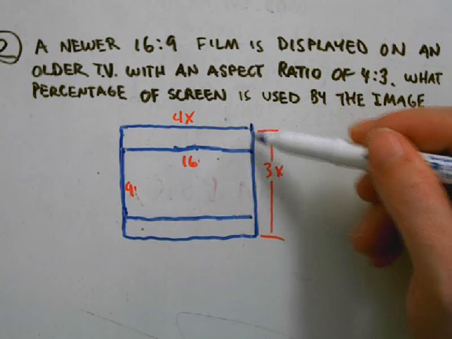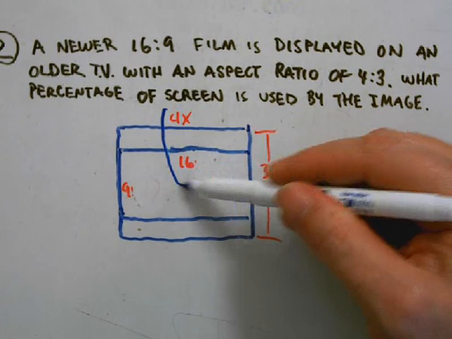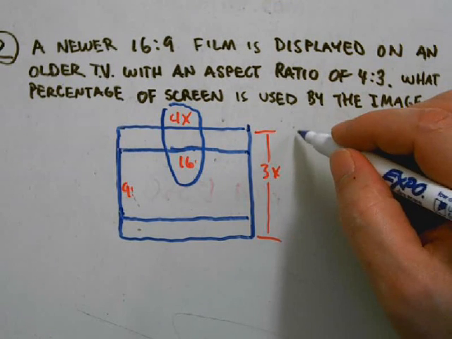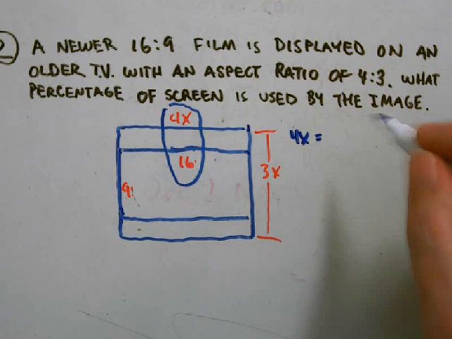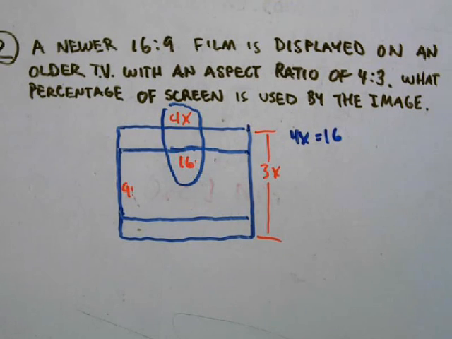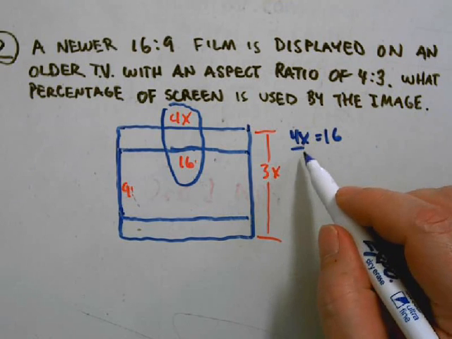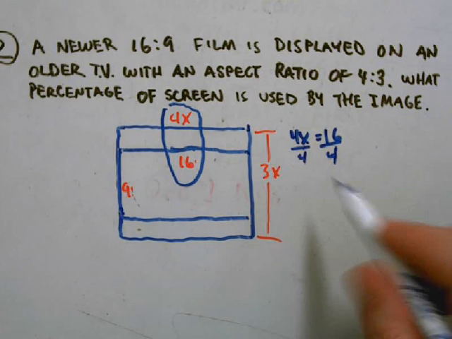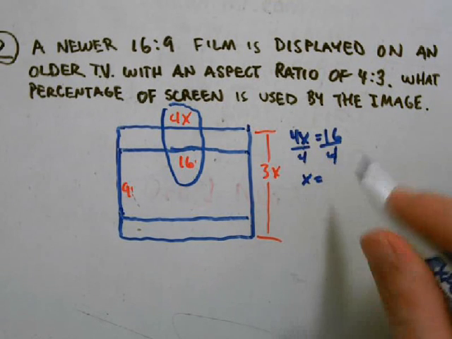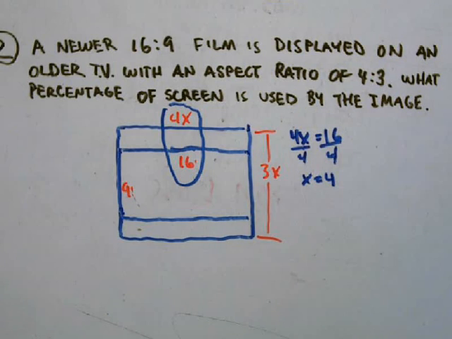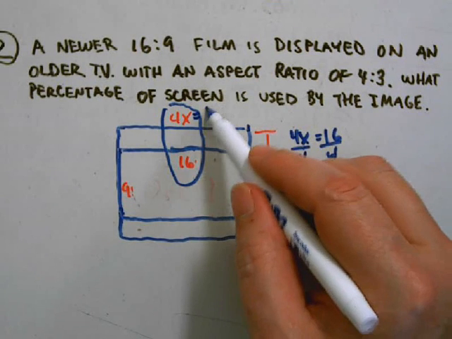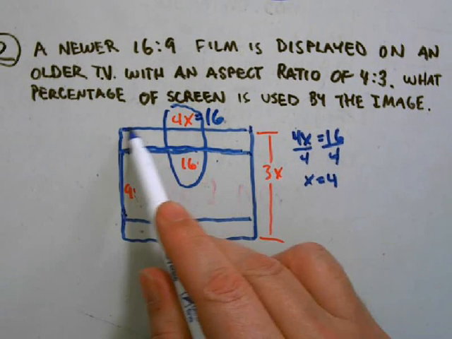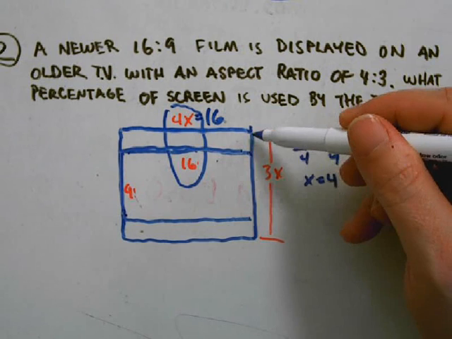So basically what I'm thinking is 4x is equal to 16. What times 4 will equal 16? You can divide if it's not obvious, but in this case it is. It's just 4. So x must equal 4. So if that's the case, obviously that's going to be 16 because these are equal and this is 16. See how we knew that those were equal. But that tells us what the height will be. The height will be 3 times 4, which is 12.